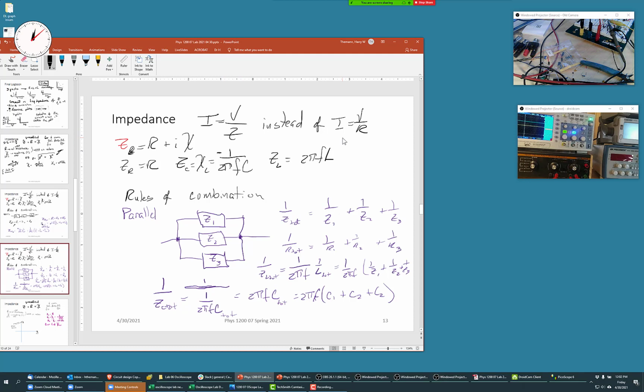So get this down, and if you want me to, ask me and I can go through the steps for any of them. The inductor, I think, should be straightforward. The capacitance might be a little confusing. So if you like, I can make a clean sheet and do the capacitor derivation if anybody would like me to.